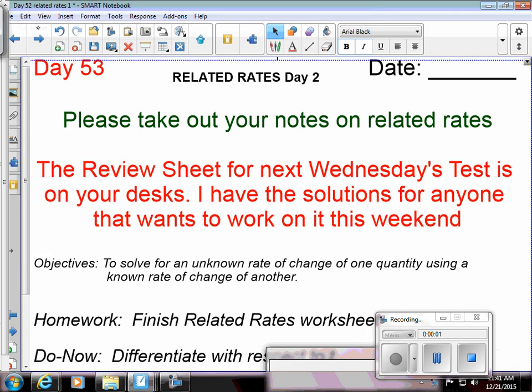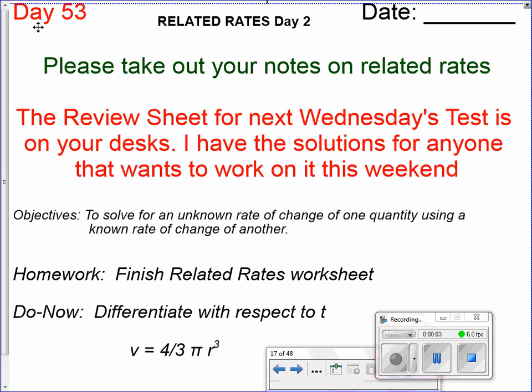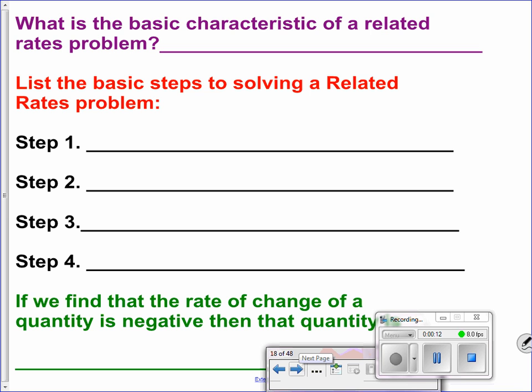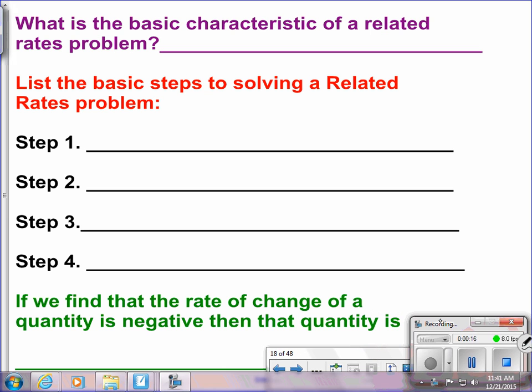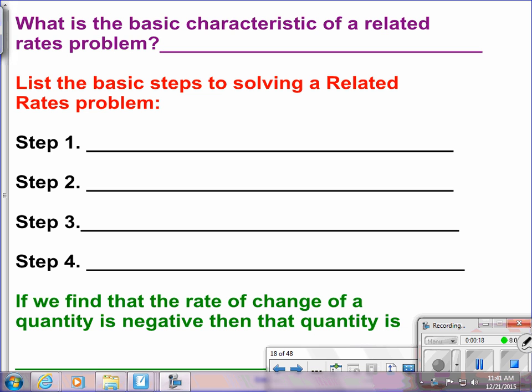I'm not giving you any new sheets today. We're going to go over the homework in a minute, but I just want to go back to related rates day 2. We had done the do now already, but I want to get to the shadow problem after we review related rates in general here.